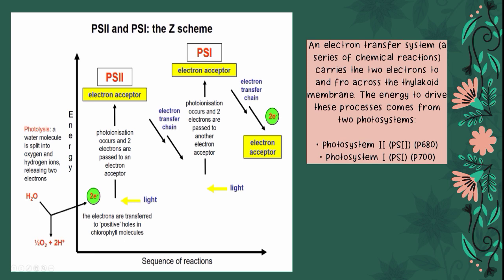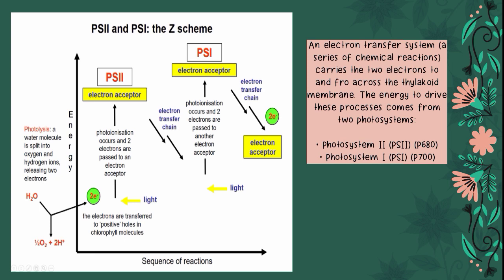The first one is photosystem 2, PS2 or P680, and photosystem 1, PS1, P700. It may seem confusing, but PS2 occurs before PS1. It is because it was the second to be discovered and hence named second.